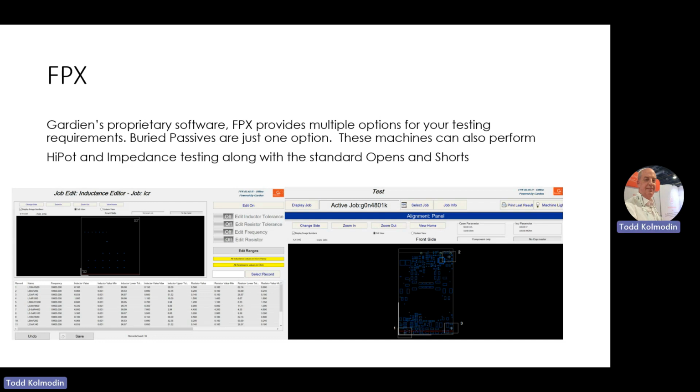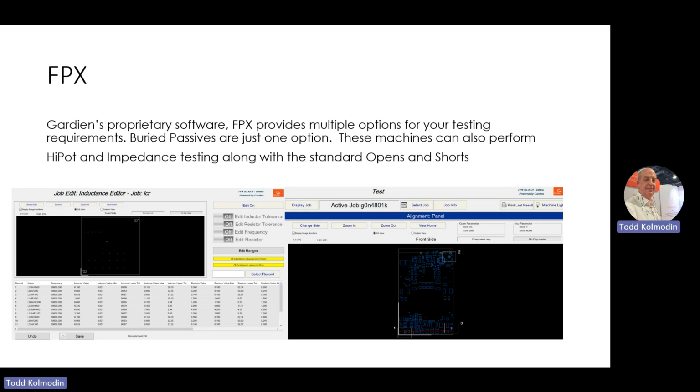And this can be exported in an Excel or a CSV format so that it can be read into diagnostic software or statistical process control where SPC can be monitored and so forth.